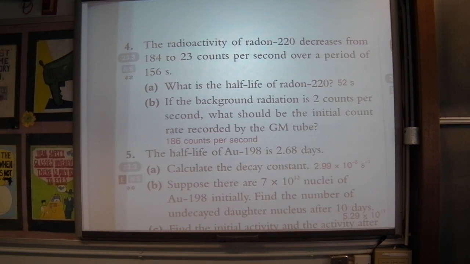Now, although you may argue that 23 is not N, and 184 is not N naught, this equation works. Why? Because 23 actually equals k times N, while 184 equals k times N naught. k is the decay constant. You multiply and you will obtain the count rate. So this formula works.